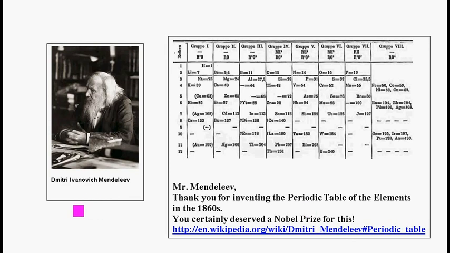This is the picture of Mr. Mendeleev, who is credited with the invention of the periodic table of the elements. His first draft is seen here, and I have to say, Mr. Mendeleev, thank you for inventing the periodic table of the elements in the 1860s. You certainly should have gotten a Nobel Prize for this, but maybe because of your beard, the committee decided against it.